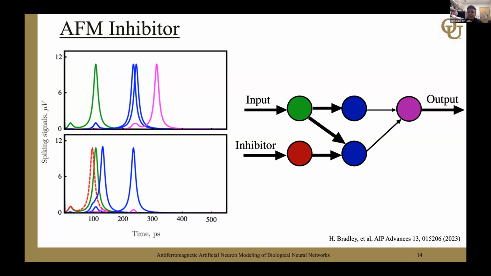But in the second case, the red inhibitory spike causes one of the blue neurons to fire early. This means the output neuron does not receive the two signals at the same time and does not have a strong enough kick needed to fire. Such inhibitory behavior would not be possible with inertialess neuromorphic circuits.